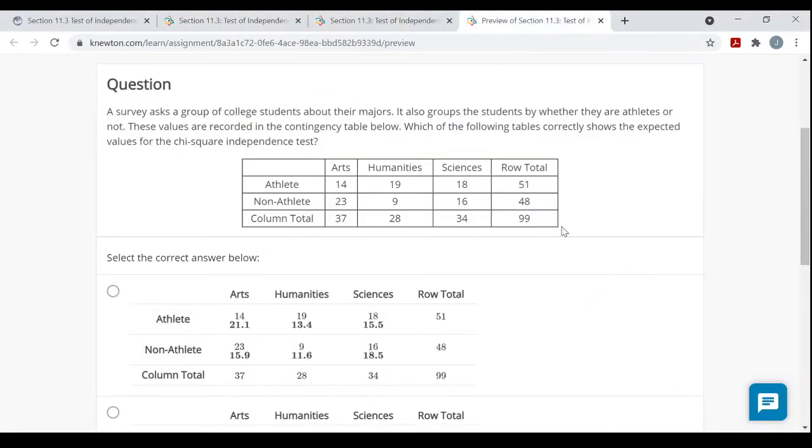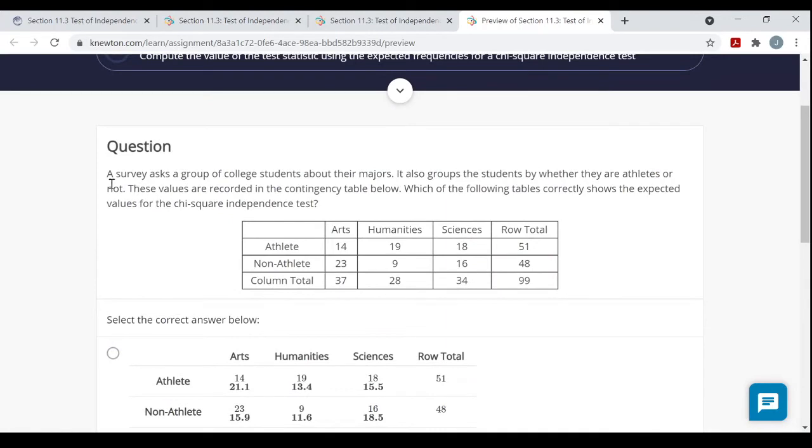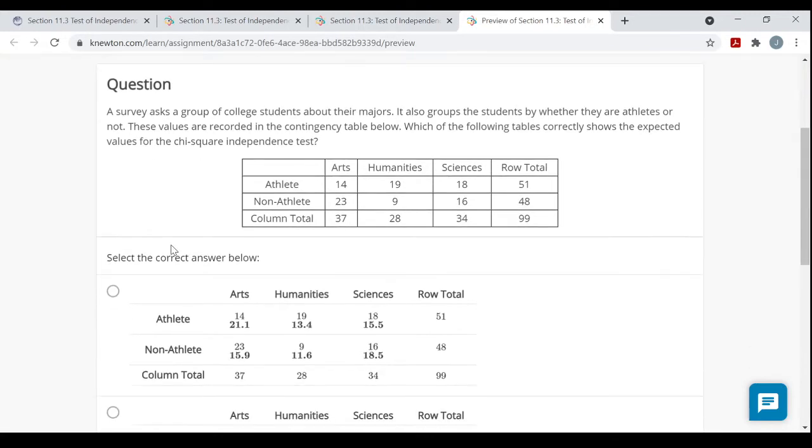Okay, so here, a survey. A survey asks a group of college students about their majors. It also groups the students by whether they are athletes or not. These values are recorded in the contingency table below. Which of the following tables correctly shows the expected values for the chi-square independence test?